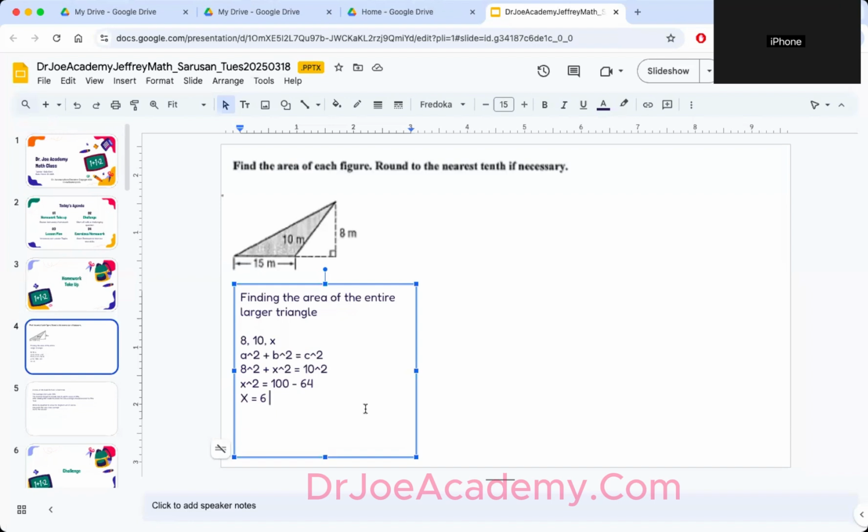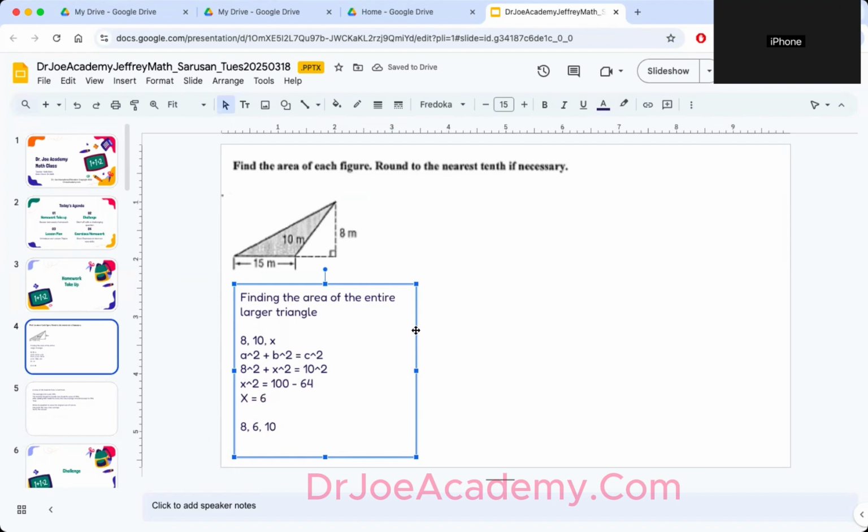So let's see if we can find the area of that dotted triangle then. I'm not sure if that's what the question's asking, but let's just do that anyways. Let's find the area of the dotted triangle. We have all side lengths now. We have 8, 6, and 10.